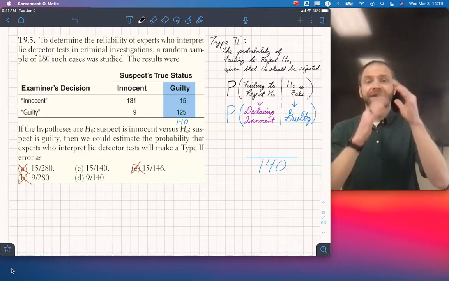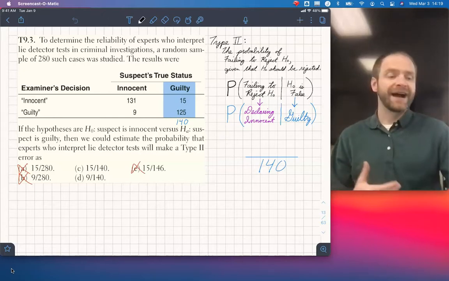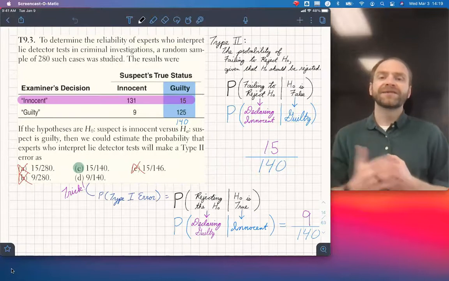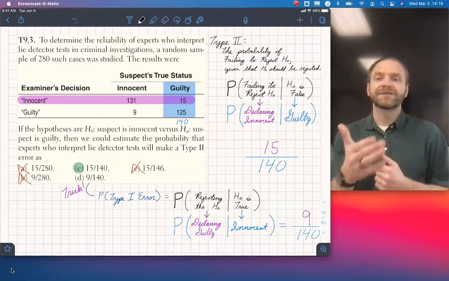So that takes care of the guilty part, the blue part. Now the purple part is declaring innocent. So if I highlight the innocent row, you'll see that there are 15 people there. So I get 15 out of 140, so the answer is C.